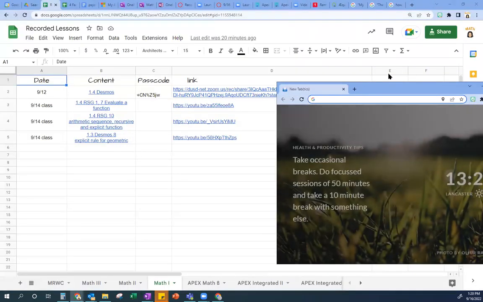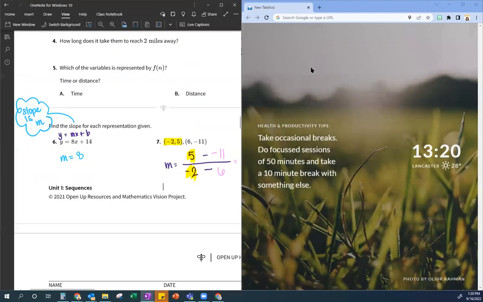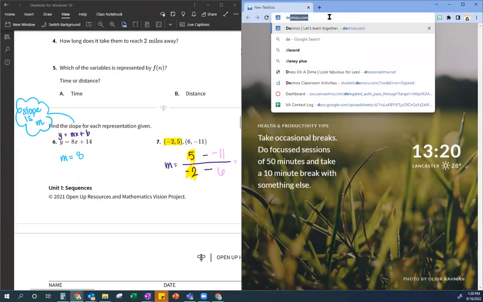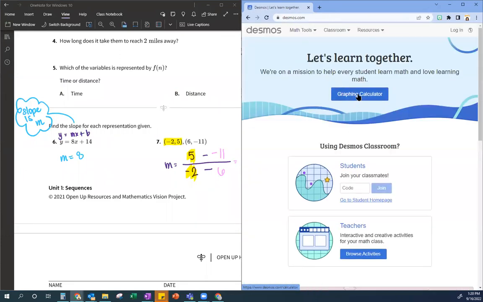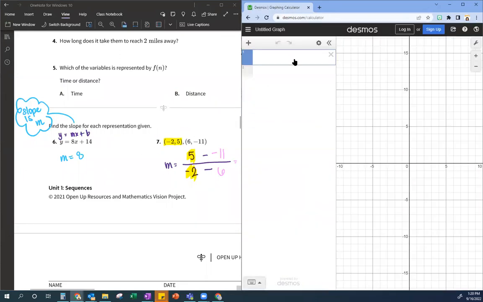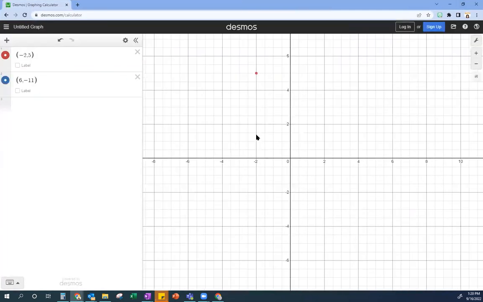So really quickly, I want to show you in the land called Desmos. It's a good little land. So when I go to Desmos, I can graph these 2 points. So let me graph them. So it's -2, 5 and, wait, did I do that wrong? Yeah, no, this is 6, sorry. 6, -11. There you go.